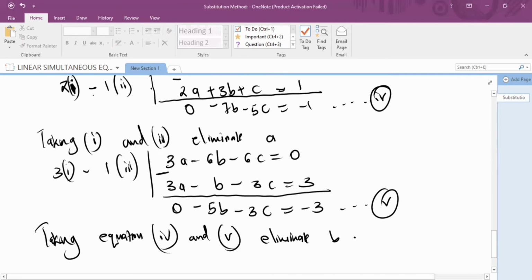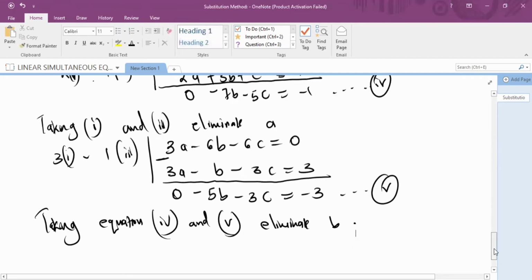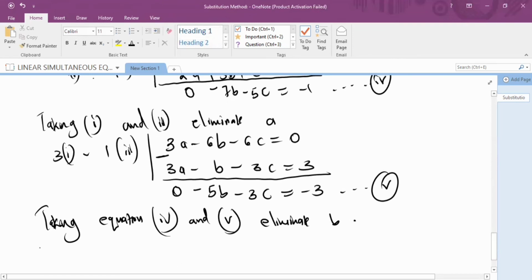I need to make them similar. So I will multiply equation 4 with 5 and multiply equation 5 with 7 so that they're both 35. So let's see. This is what we are going to do. So we are going to multiply equation 4 with 5.